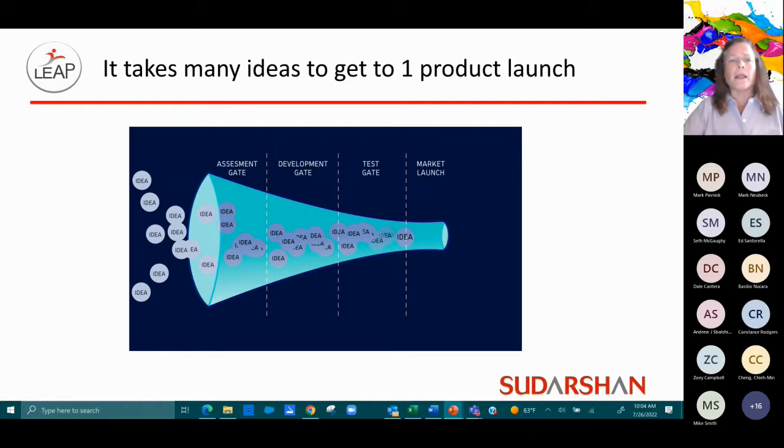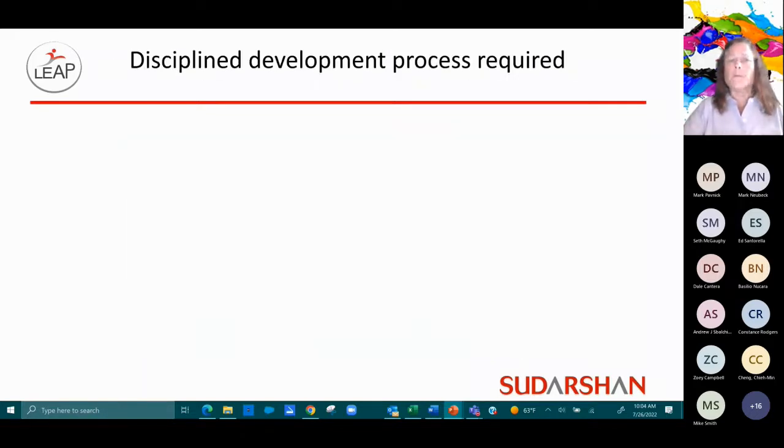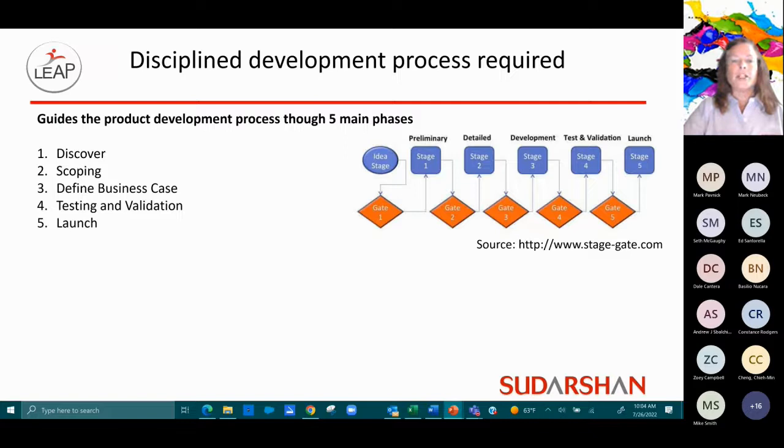As you can imagine, it takes a lot of ideas to get to that final one product launch. So it is a good idea to have a process that can whittle through all of the ideas and take them from one step to the next step. And to do that, we require a pretty disciplined development process. In Sudarshan, we do use the stage gate process, which contains 5 main stages, which start out with discovery, scoping, then defining the business case, testing and validation, and launching.